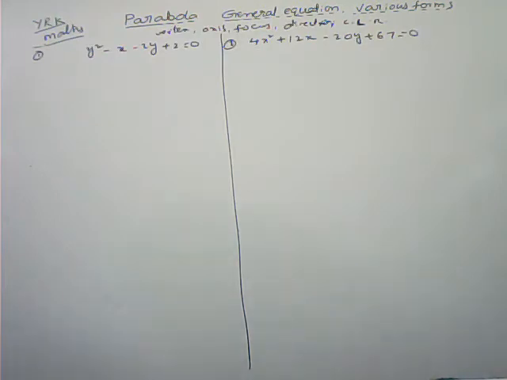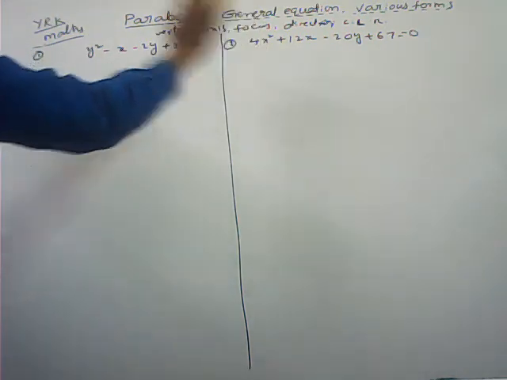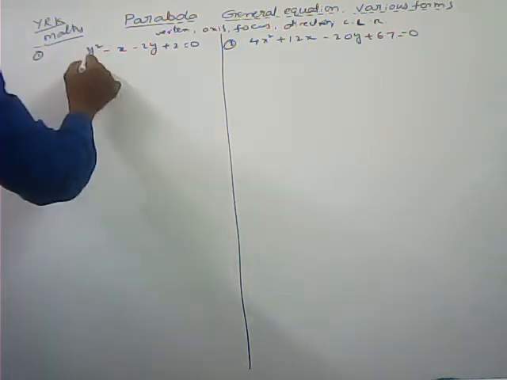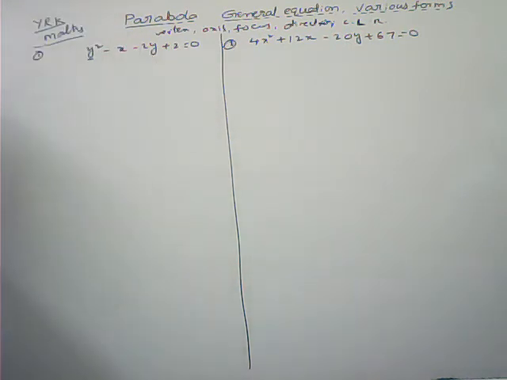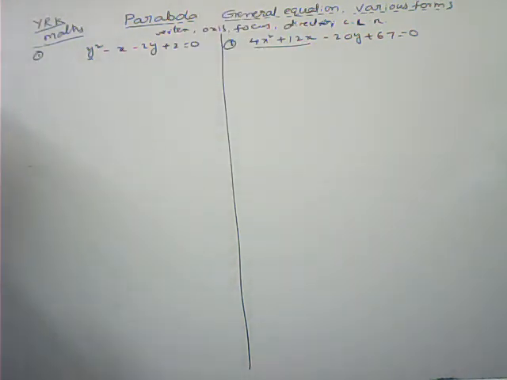Here 2 equations of parabolas are given. So here we have to find the vertex, axis, focus, directrix, and length of the latus rectum. See, first we have to write in the standard form. By observing this one, y square and y terms are there. So this one we can write as y minus beta whole square equals 4a into x minus alpha. And here x square and x terms are there. So that one we can write as x minus alpha whole square equals 4a into y minus beta.